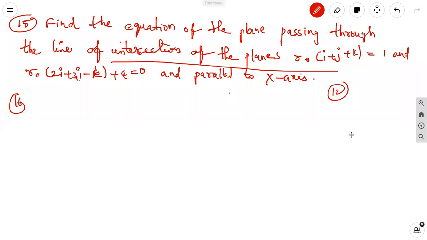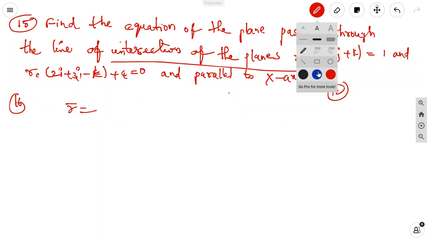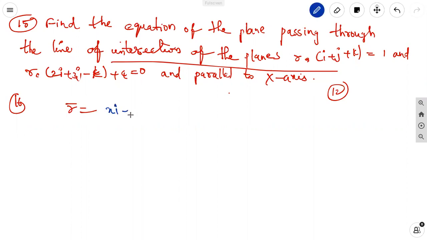It's very important. It is similar to the 12th problem. Same, you can take r vector equal to the position vector xi plus yj plus zk.